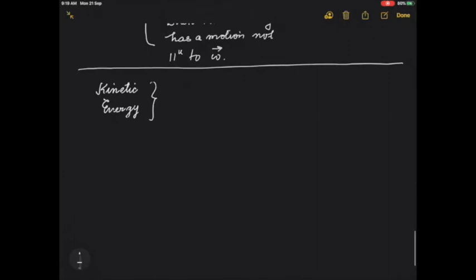So the kinetic energy of the rigid body. How do I write the kinetic energy of the rigid body? Let's ask that question. See, rigid body motion, as we have discussed using Chasles' theorem, is a translation plus a rotation. So there will be a kinetic energy because of that translation. So I can write that this way.